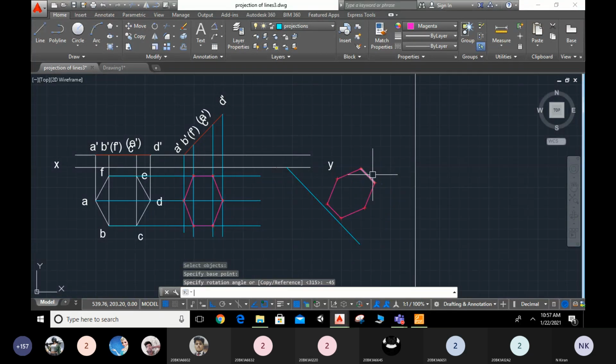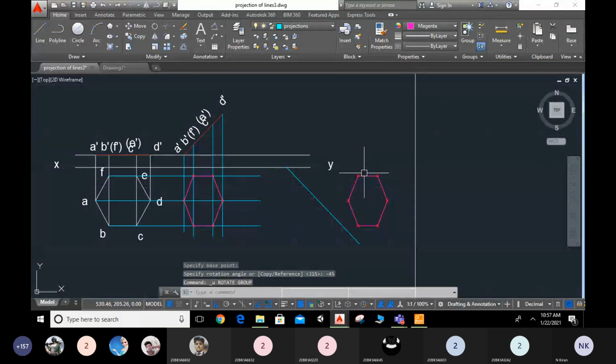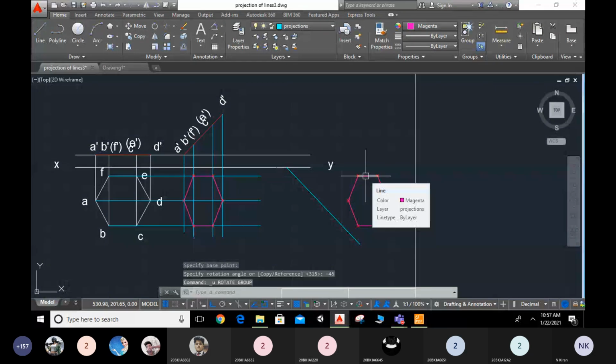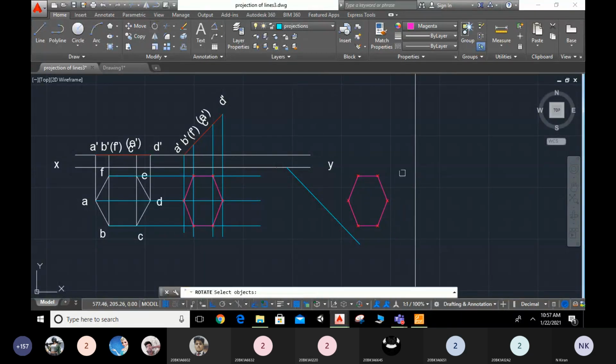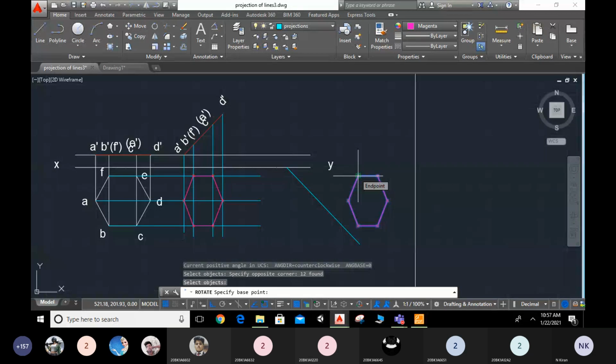Minus 45. Enter. But it has gone that side. Okay, so that is our wrong. So what I will do is take the midpoint, instead of that one, I will take this point so that it will rotate minus 45. I will select RO, enter, and I will select this one. Selecting your base point is also important. Now enter. I will select this base point.